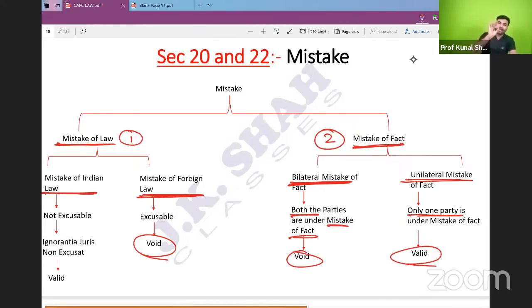So whenever there is a bilateral mistake of fact, the contract is void. Whenever there is a unilateral mistake of fact, the contract is valid in nature. Bilateral mistake of fact, void. Unilateral mistake of fact, valid.